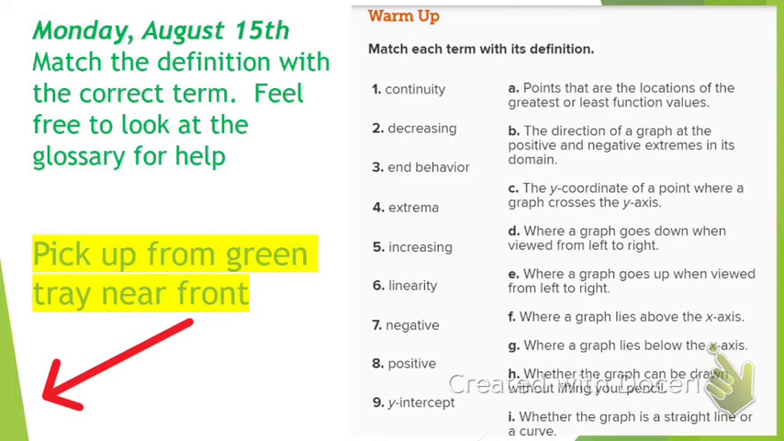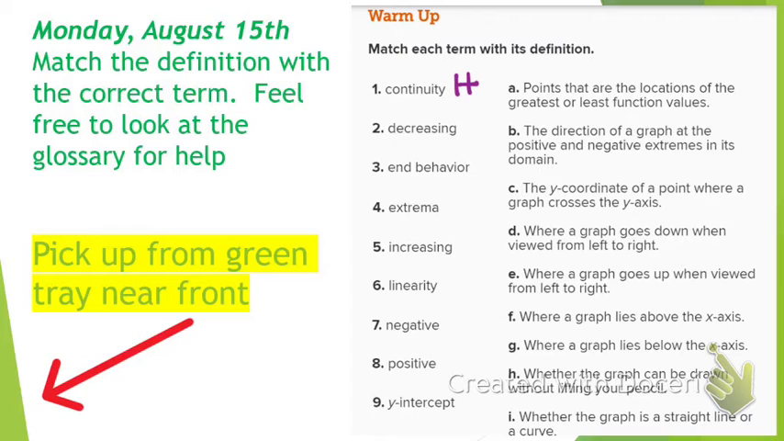So let's look at our definition. Continuity, what would you all pick for continuity? I chose H. H, I agree. So continuity simply means that you can trace the graph without lifting the pencil. So if you can trace the graph from left to right and not pick up your pencil, that means it's continuous. All right, what about number 2?